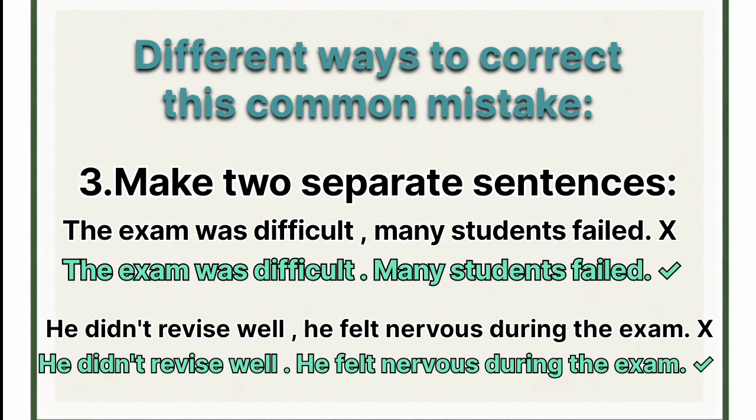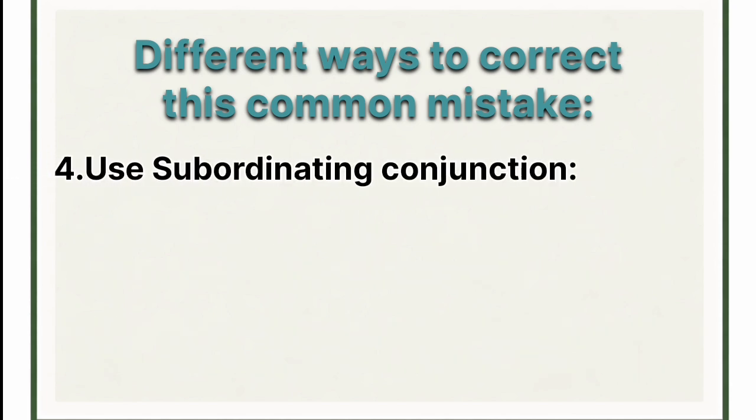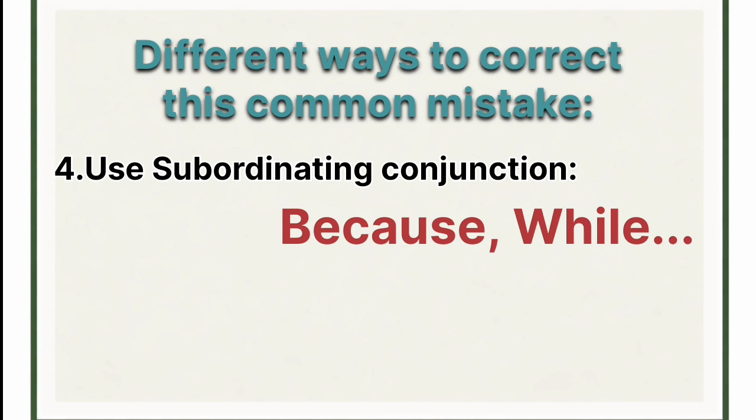The only change here is that when you put a full stop, it means that you start a new sentence, and that means that you have to capitalize the first letter of the next sentence. The fourth way is use subordinating conjunction, like because, although, as, since, etc.